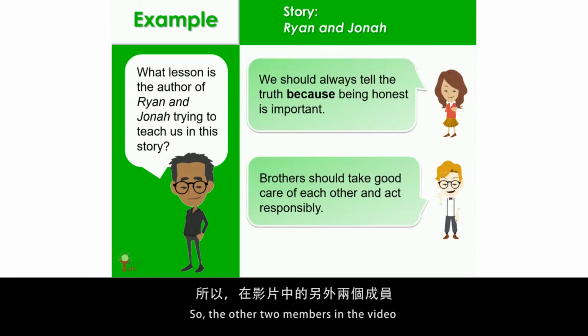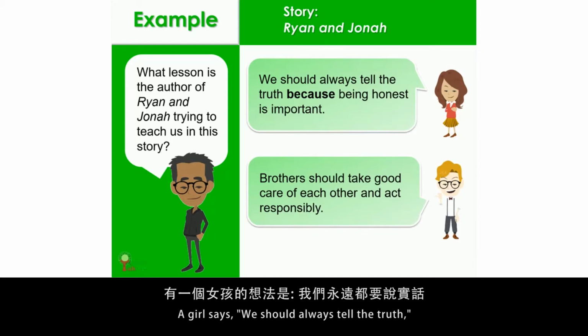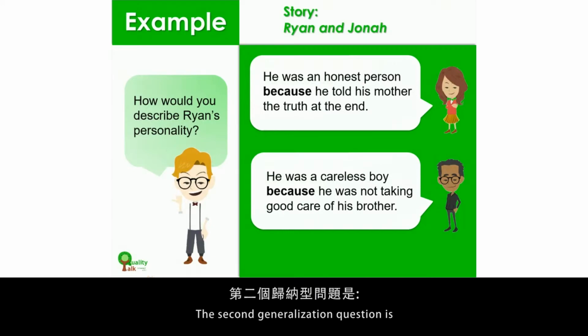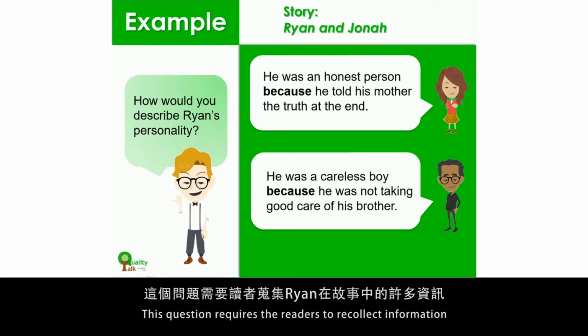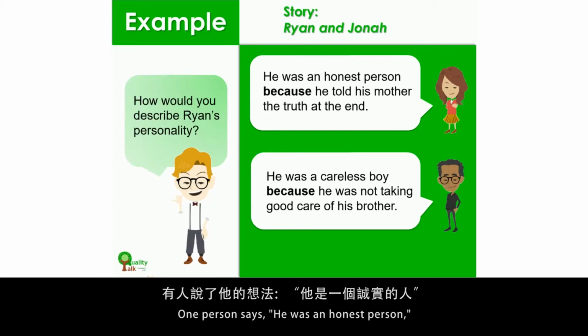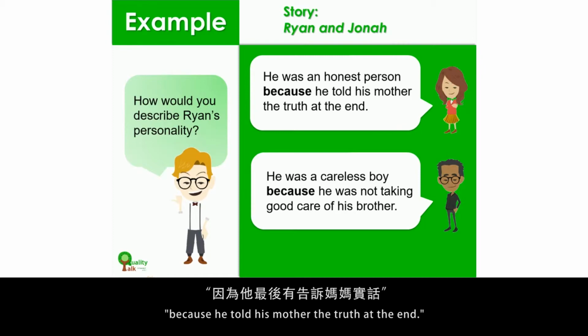So, the other two members in the video respond to this question by giving their thoughts. A girl says, "We should always tell the truth," and supports her idea by adding the reason, because being honest is important. The second generalization question is, how would you describe Ryan's personality? This question requires the readers to recollect information from the story about Ryan and give a general idea of his personality. One person says, he was an honest person, and supports her idea with, because he told his mother the truth at the end.